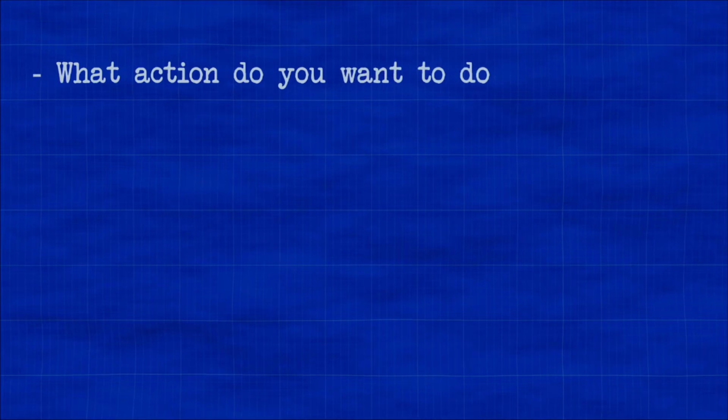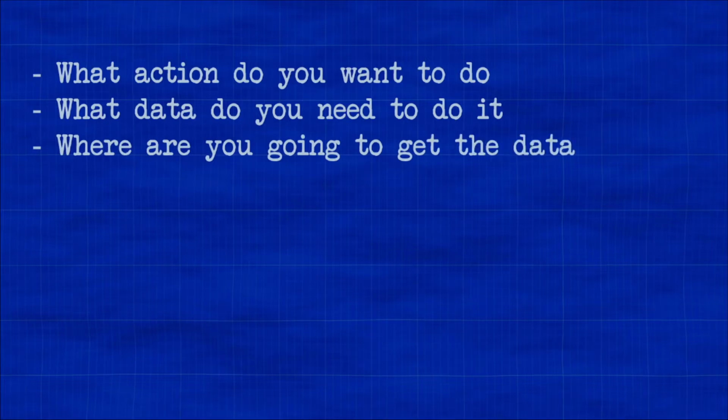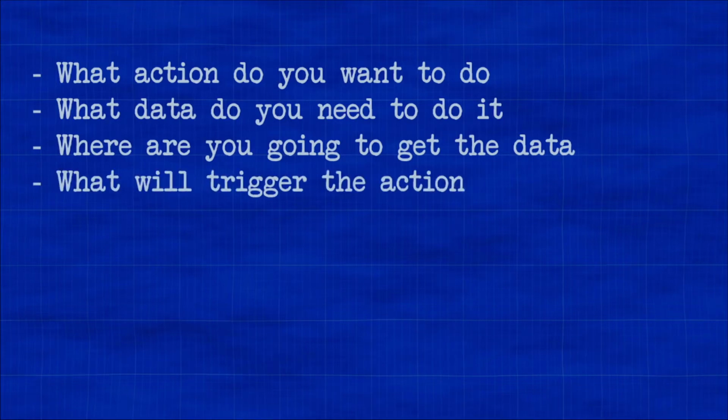Before diving in to build our first game, I want to go over 4 questions that I always ask myself before I write any code. First question: what action do you want to do? Followed by, what data do you need to do it? Thirdly, and most importantly, is where are you going to get that data, which can be kind of tricky in some cases. And fourth, what will trigger the action?